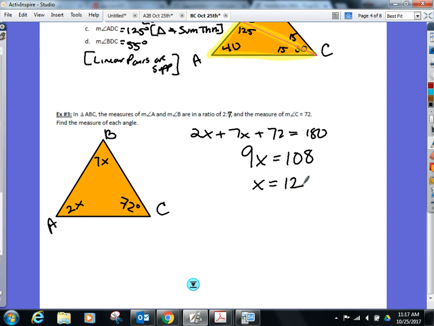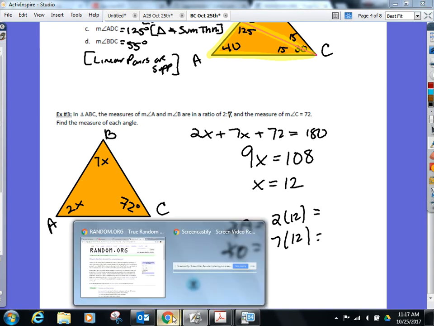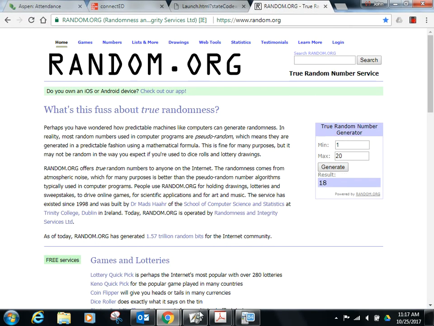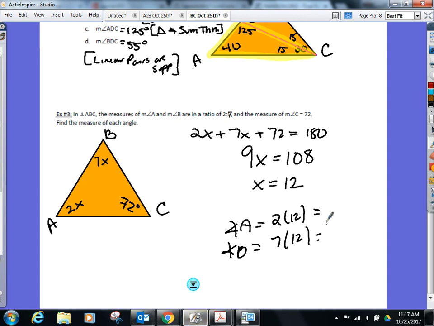Hopefully. I can't say anything because Cameron hasn't taken it, but a couple of you guys did not read the questions yesterday. You thought x was done and you were done. All right, you did not plug it back in and answer the question. Find the measure of each angle. Well, I already know C, so angle A and angle B. Looks like I got to do 2 times 12 and 7 times 12. So the other two angles, what are we looking at? B equals 84 and A equals 24. There we go.